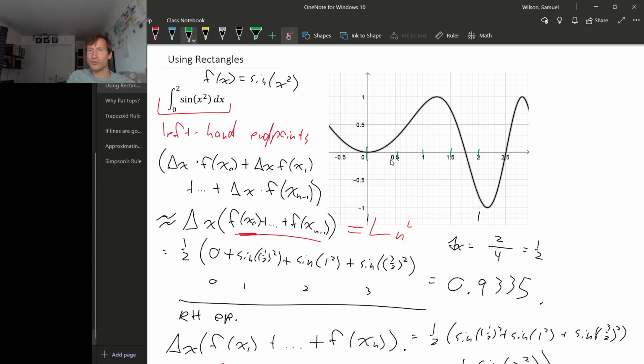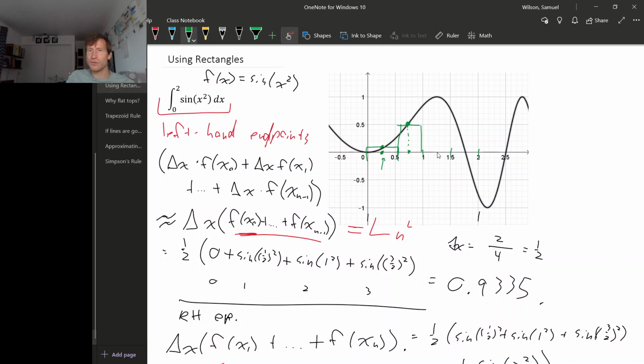For our first interval from 0 to 0.5, we're using this x value right in the middle, and so the height of the function there is here, and so there's our first rectangle. For the second interval, the midpoint is there, the function is up here, and so our rectangle looks like this.